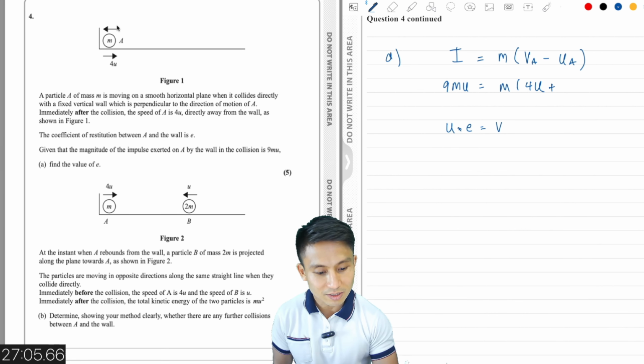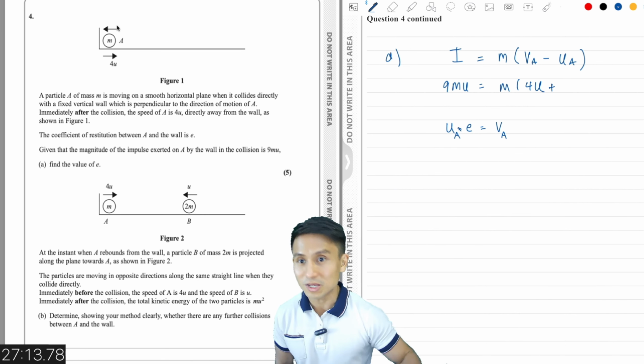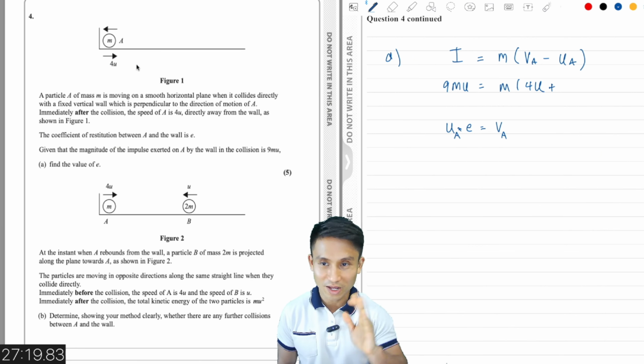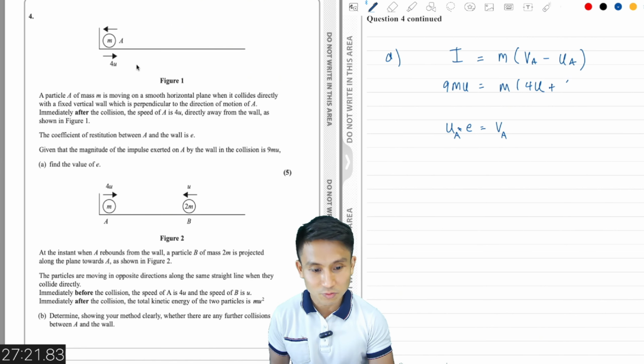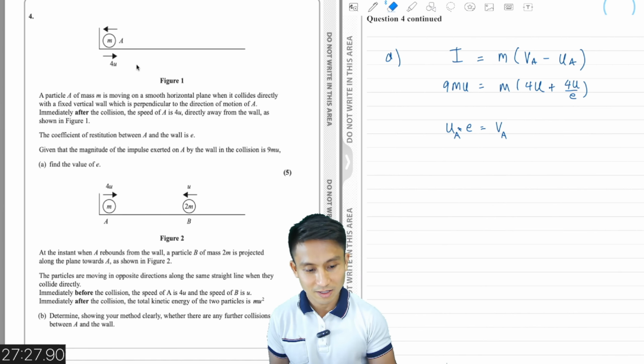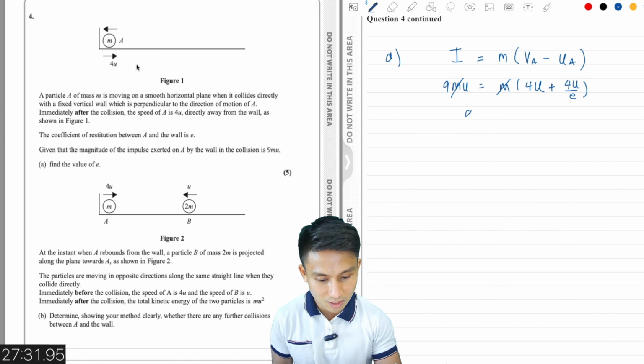So that means the initial speed, I'm just going to put A here, UA would just be the final speed divided by E, and the final speed was given to be 4U. You got to know that this is a different U, UA and U, different letters. So that's why I'm doing 4U divided by E here, to find the initial speed of A. I'm just going to delete this. Okay, so M cancels there, so 9U equals 4E.